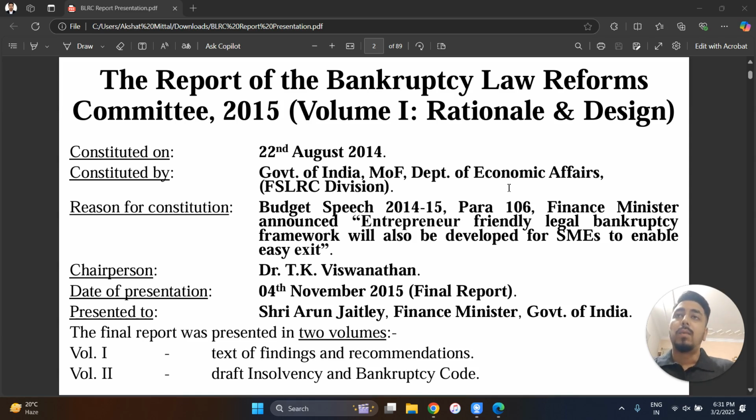So why this committee report is necessary is because this committee report helps us understand the very core of the insolvency and bankruptcy code. What are the goals, what are the objectives, and how this insolvency and bankruptcy code is indeed a futuristic code. So therefore, the study of this report becomes necessary.